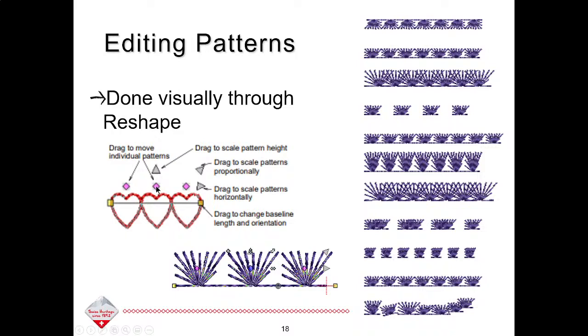So with this, this is a diagram from the manual, and the pink diamonds you can drag to move individual patterns. You can scale with the gray triangles that point outwards. You can change the baseline, orientation, and length. There's a lot of things you can do. And then when you click on a pattern, you get even more things you can change. So these are all different ways you can change this pattern.